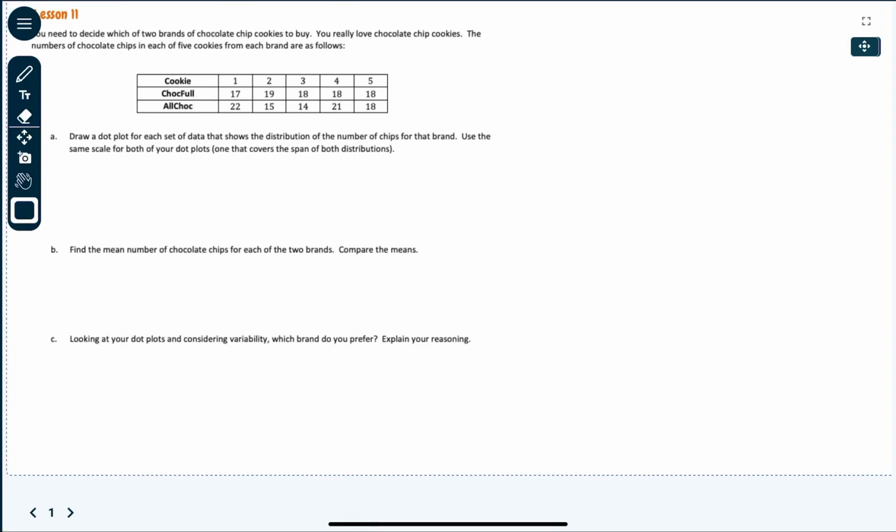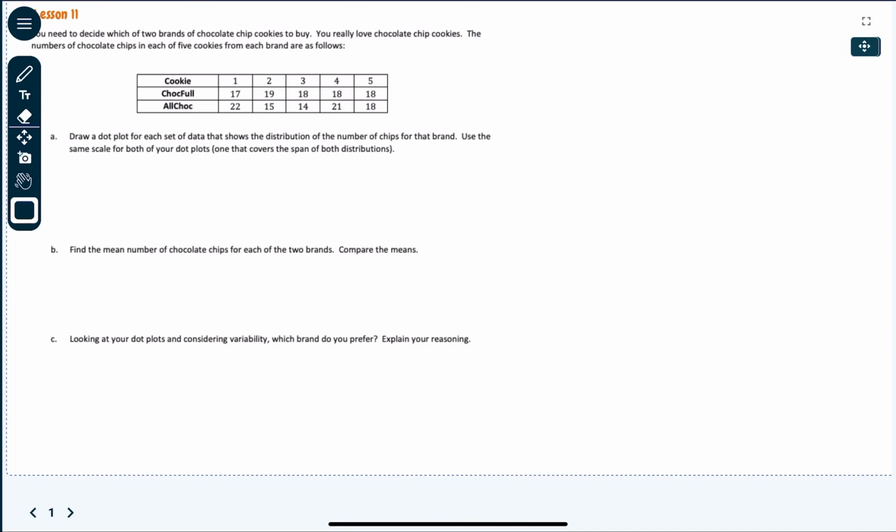Module 6, Lesson 11. You need to decide which of 2 brands of chocolate chip cookies to buy. You really love chocolate chip cookies. The number of chocolate chips in each of 5 cookies from each brand are as follows. You see the table there, the chart.